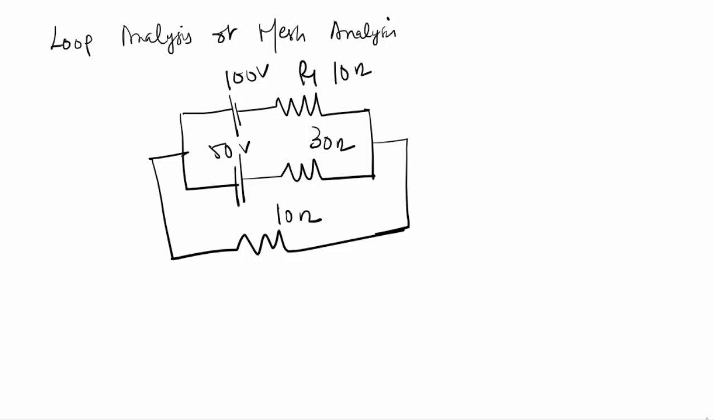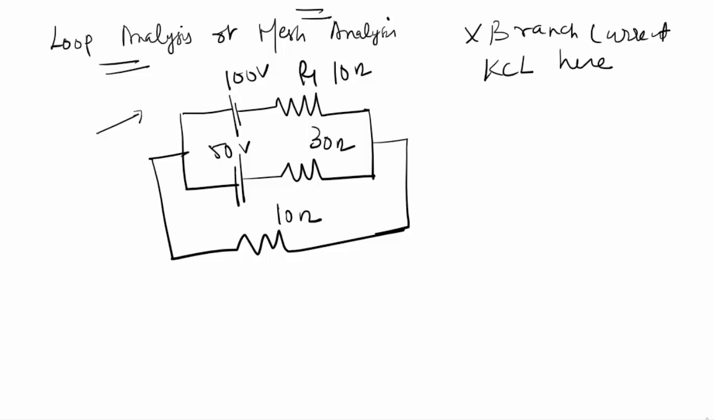So instead of assigning the branch current, when I'm doing a loop analysis or a mesh analysis, what I will not do is assign a branch current, and also I will not apply the KCL here, but I will use only KVL here for applying it to the loops.